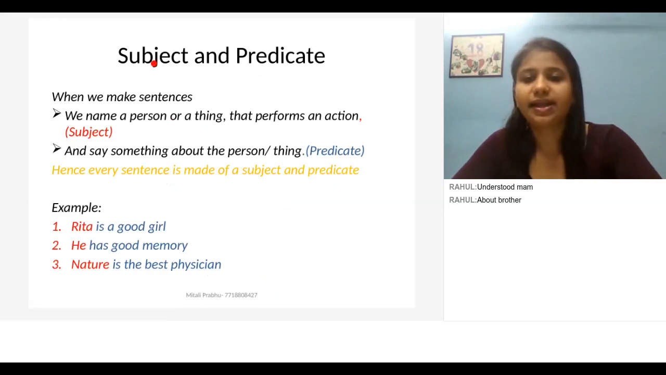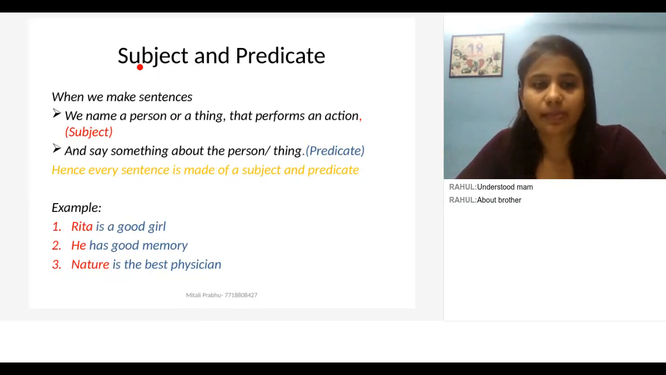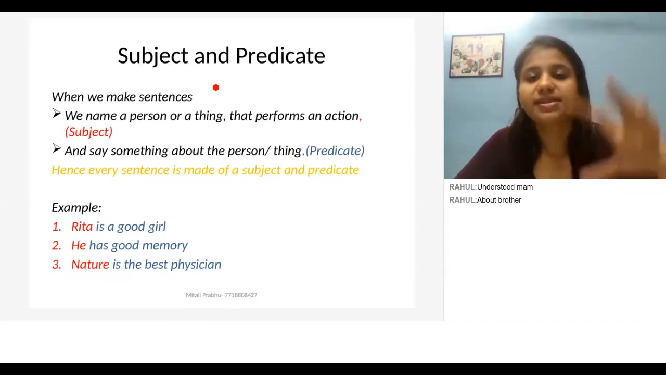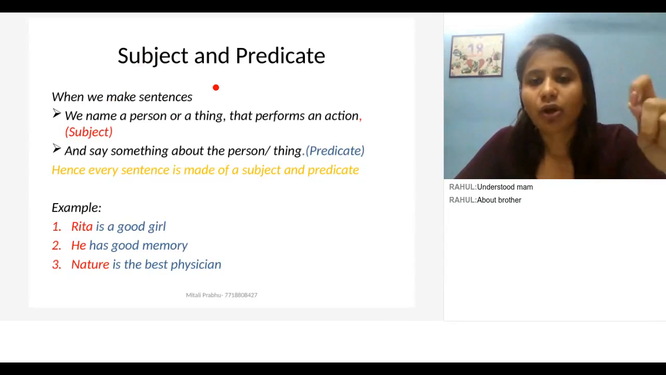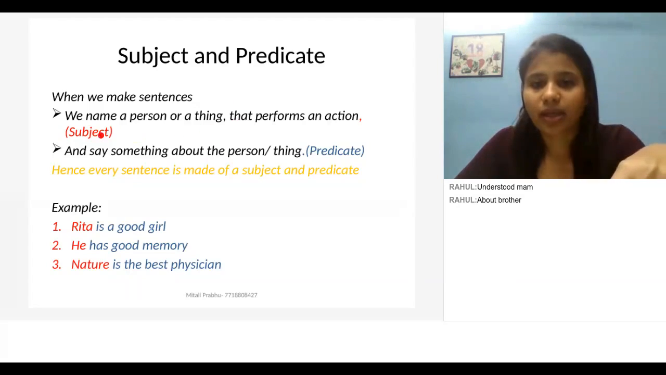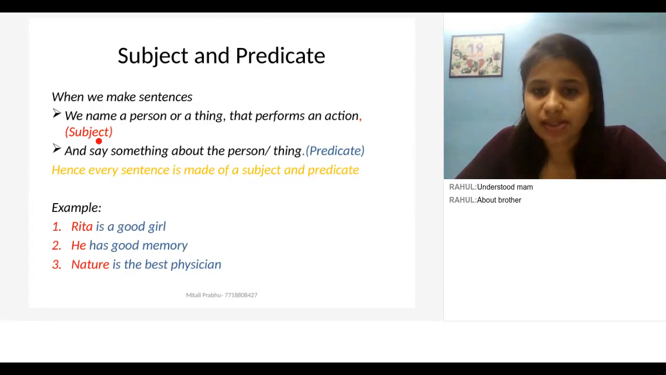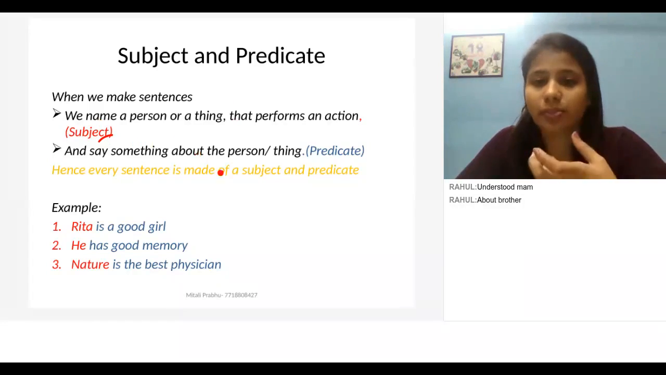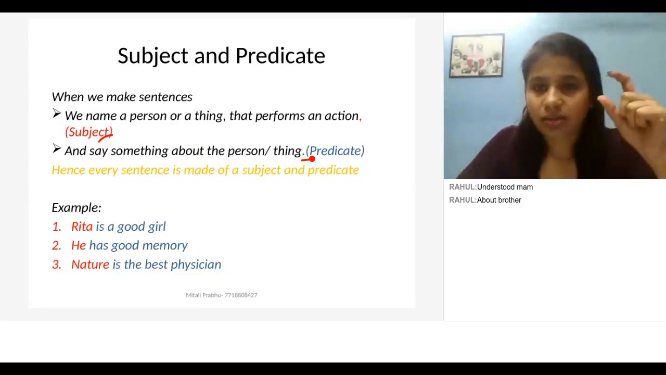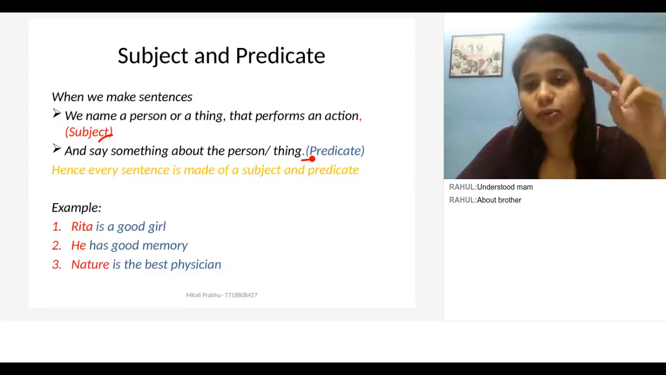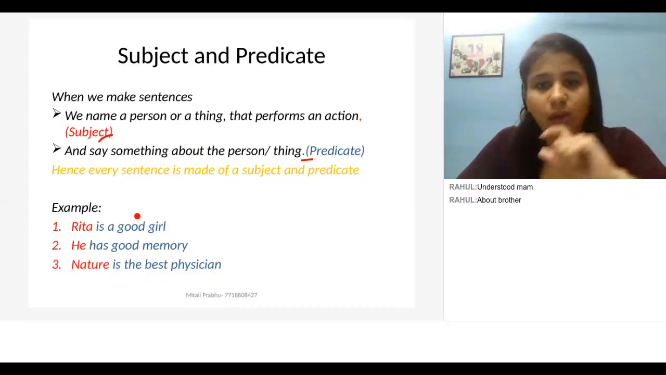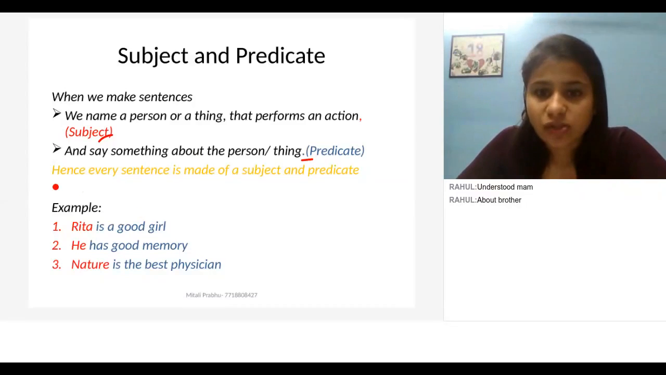Before we begin, let's first understand what a subject and a predicate are. Whenever we make sentences, we introduce a person or a thing or an idea or an animal, and then we say something about it. Whatever we are talking about becomes the subject, and whatever we say about that person or thing becomes the predicate. So the sentence is in two parts: the subject, and what we say about it, which is the predicate. Every sentence is made of a subject and a predicate.